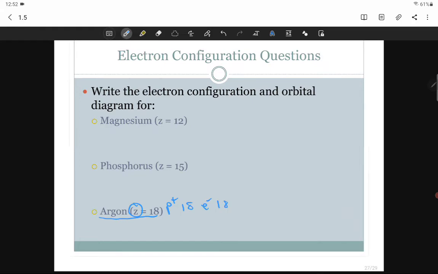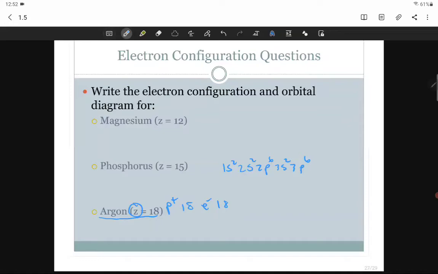So we start off at the very lowest point. I'm going to end up writing it a little above here. 1s2, 2 electrons. Then 2s2, 2p6. So I think we've accounted for 10 electrons so far. Then we go to 3s2, 3p6. And I think that adds up to 18 electrons.